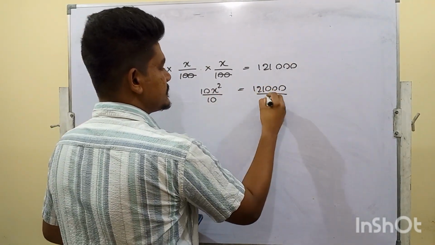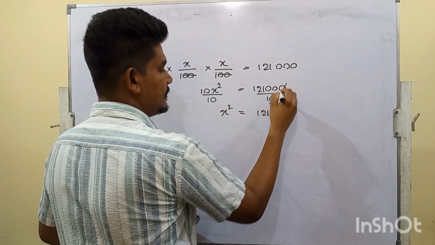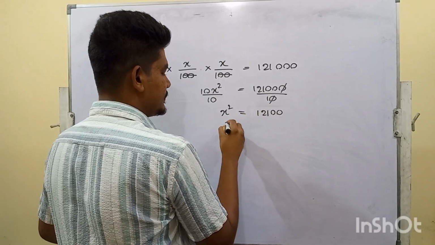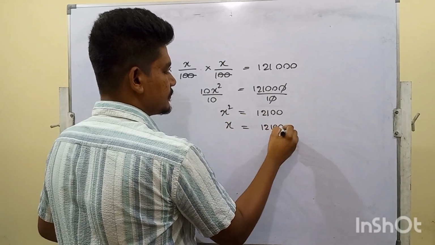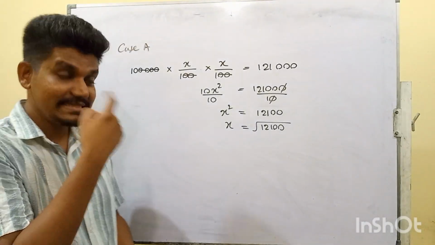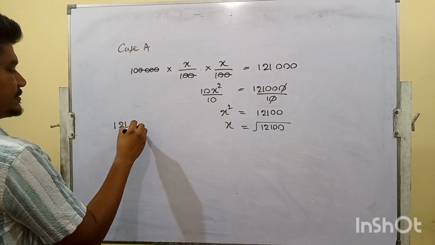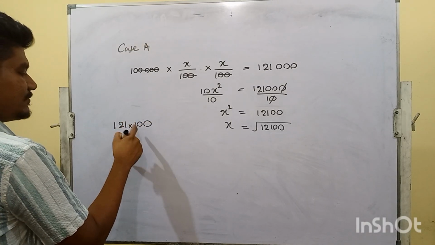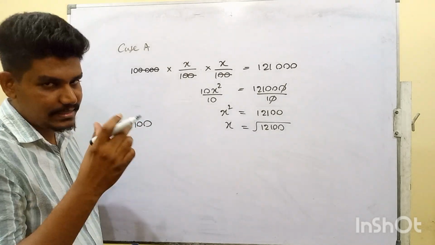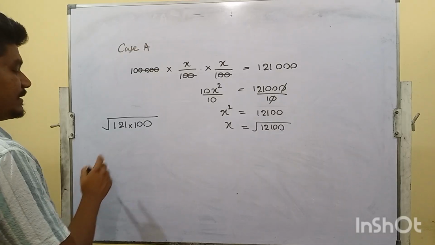We can divide both sides by 10. Then x squared equals 121 and 2 zeros. However, we have to find the square root of that. What is the square root of 121? How can you get that square root easily? You can see that there's 121 and 2 zeros. 2 zeros means it's like 100, so 12,100 means 121 times 100. How can you find the square root of that?